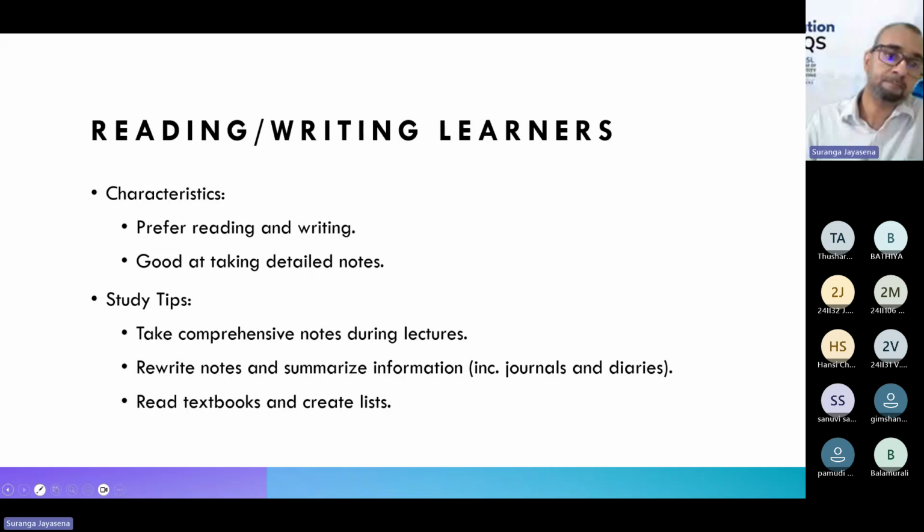Okay, so reading and writing learners take comprehensive notes during lectures, then rewrite the notes. That is a good thing to do. So take the notes, then rewrite the notes, and probably make short notes.